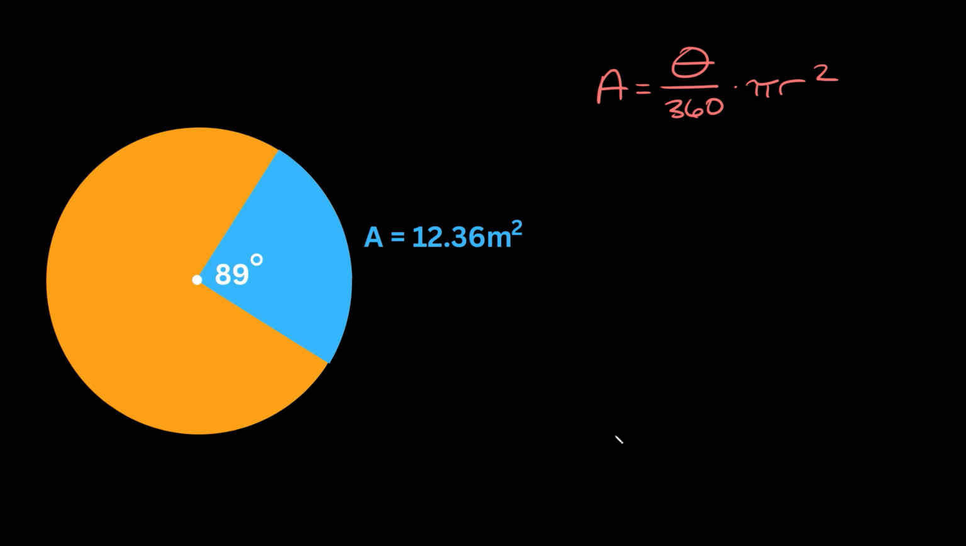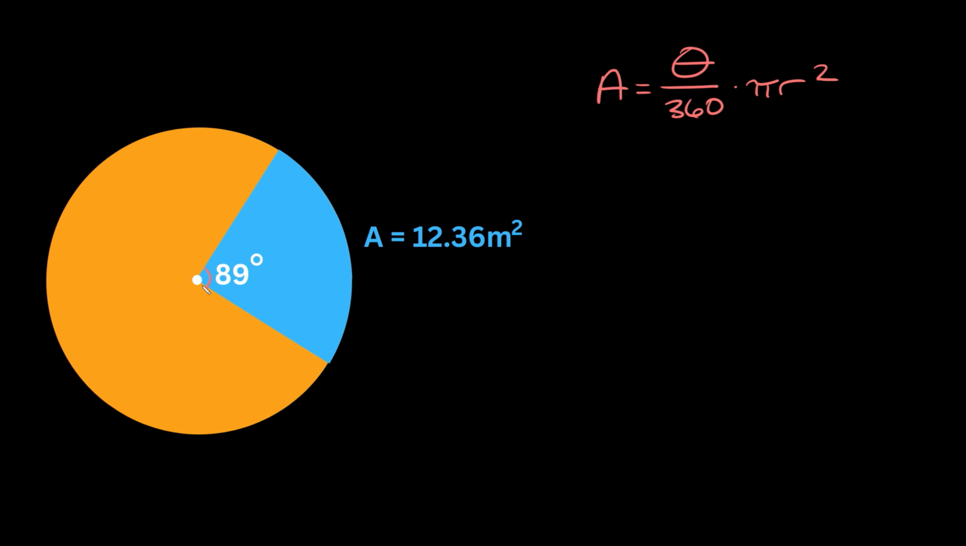So in this video, I'm going to teach you how to find the radius of a circle when you're given the area of a sector. All right, so for this problem, as you can see, we're given that the area of this blue sector is right here. It's 12.36 meters squared. And the central angle of the sector, this guy right here, is 89 degrees.